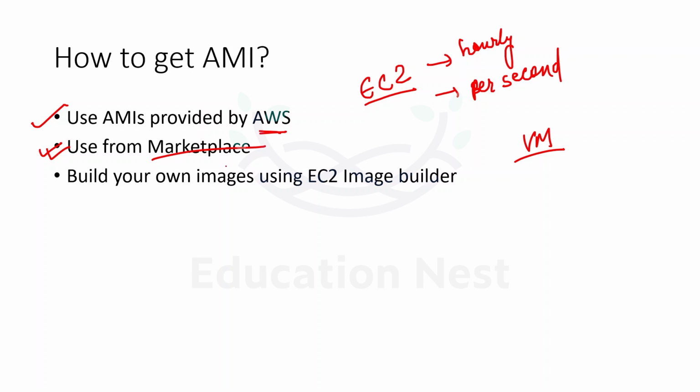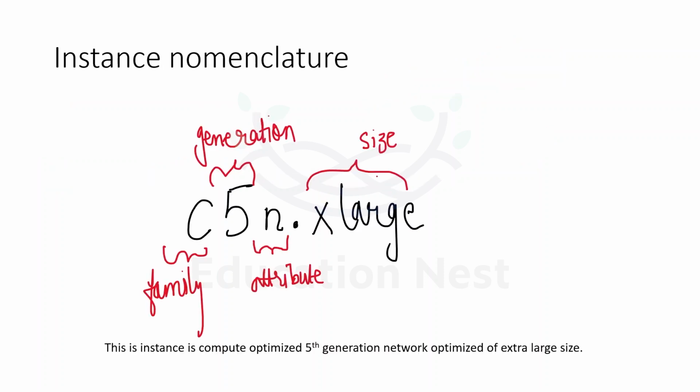The next thing is you can also build your own images. If you have some application which your firm or organization has built and you want to deploy that on the EC2 instance and then create multiple EC2 instances out of it, then you can create your own images as well by using EC2 Image Builder. We'll be looking at the demonstration of this. So these are the three ways of getting the AMI.